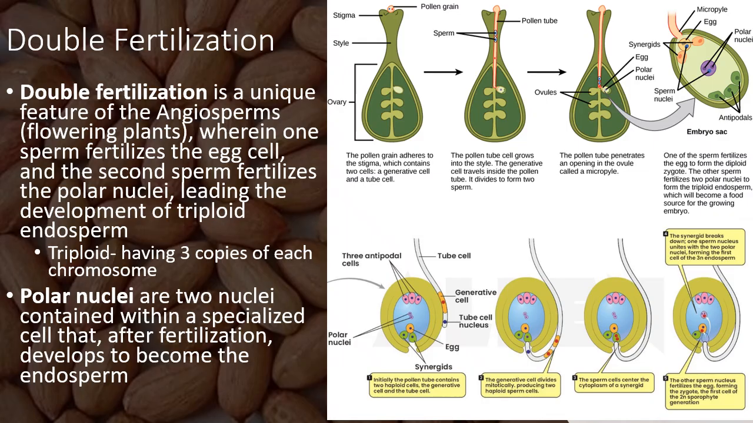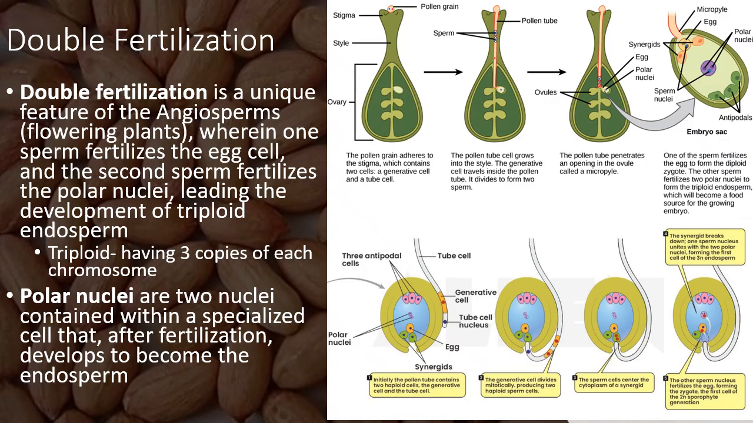And because those polar nuclei are together in the same cell and then fertilized by the sperm, having three copies of each chromosome, they can't develop into a second embryo, right? Or baby plant. The egg, when it's fertilized by the first sperm, is going to develop into an embryo or a baby plant. But the polar nuclei are going to follow a different developmental path. They are going to, after fertilization, develop into the endosperm. They're going to divide and grow larger and become the stored food inside of the seed.